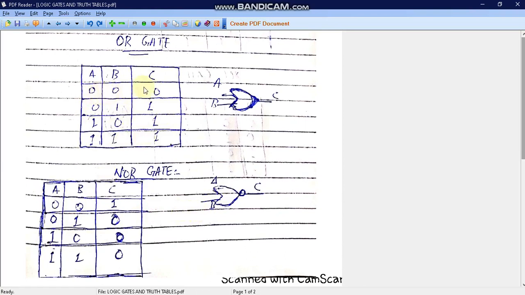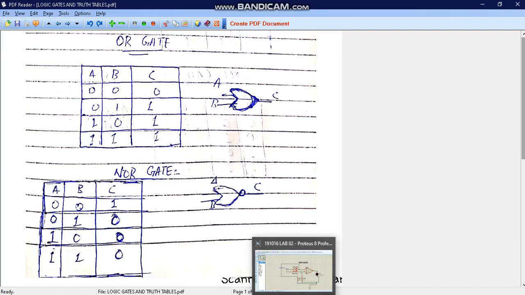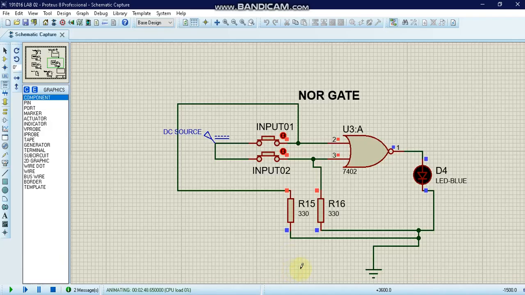Let's see here, for OR: 0 0 gave us 0, 0 or 1 gave us 1, 1 or 0 gave us 1, 1 or 1 gave us 1. Here for NOR: 0 nor 0 gives us 1, 0 nor 1 gives us 0, 1 nor 0 gives us 0, and 1 nor 1 gives us 0. Now let's see that in our simulation.